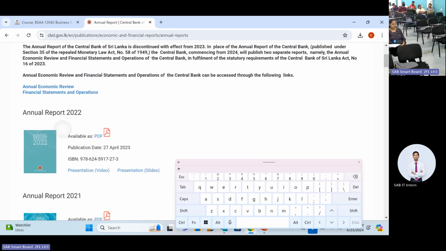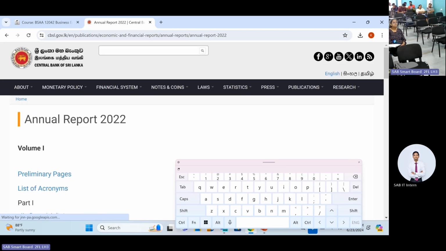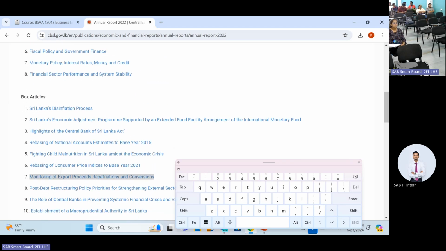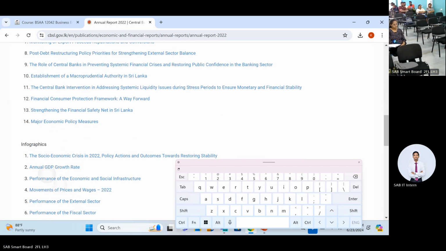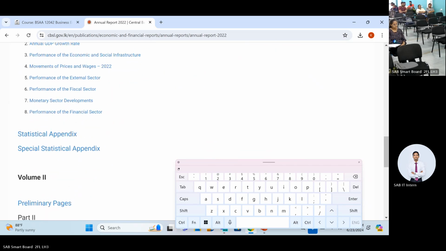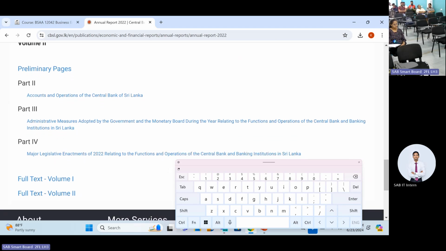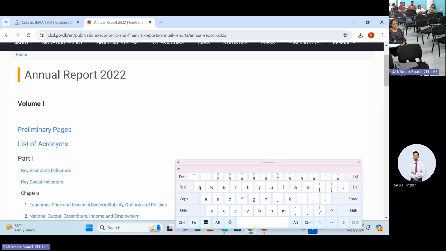Before this year, there was only one publication, that is the annual report. It includes the economic overview in different chapters. And afterward, the internal financial matters are reported in the annual report text part. Accounts and operations of the central bank were reported in part two. So both account details and economic review were mentioned in one report, and that was called the annual report of Central Bank of Sri Lanka.